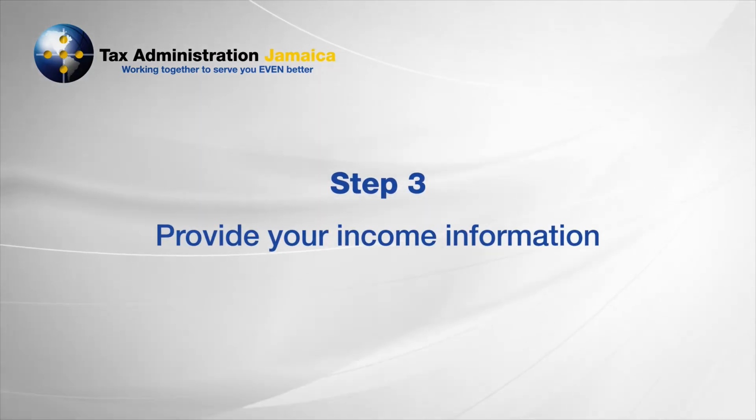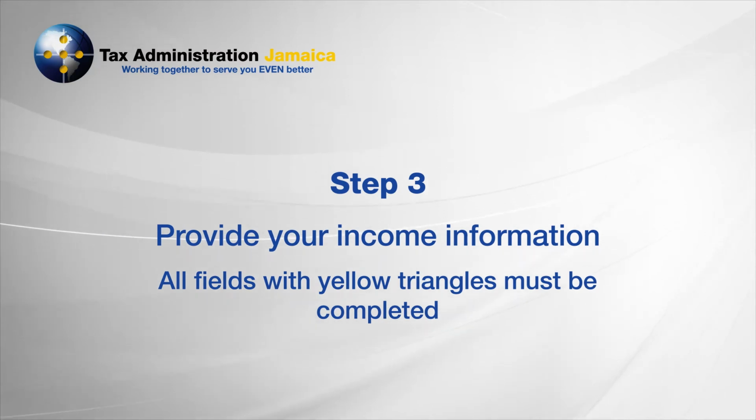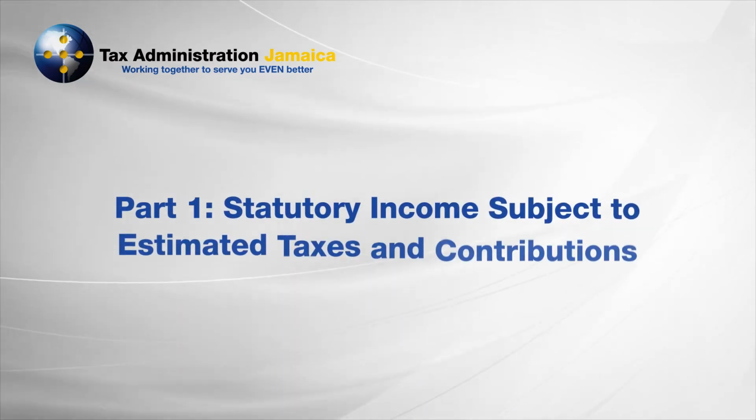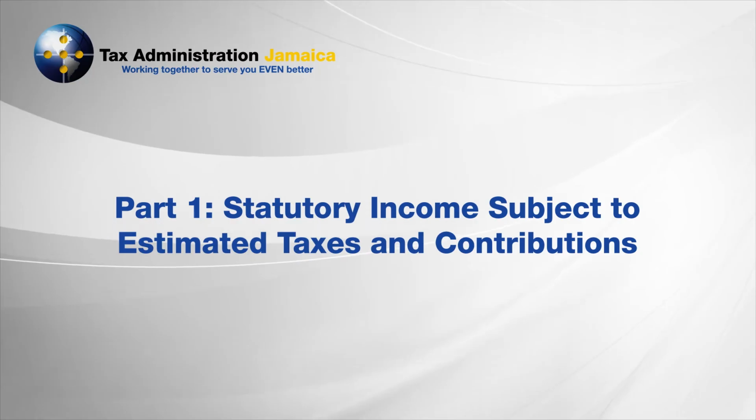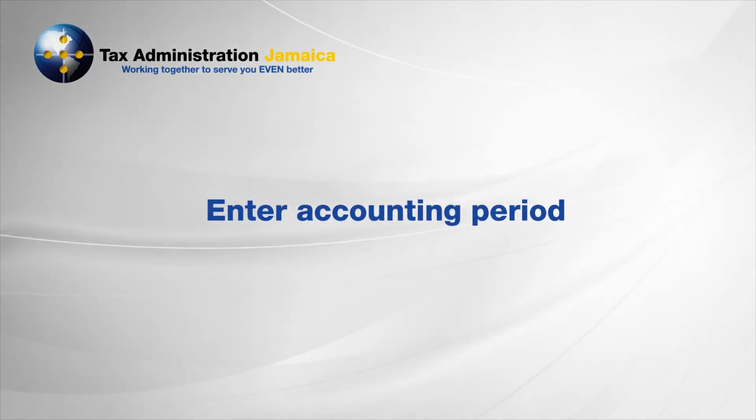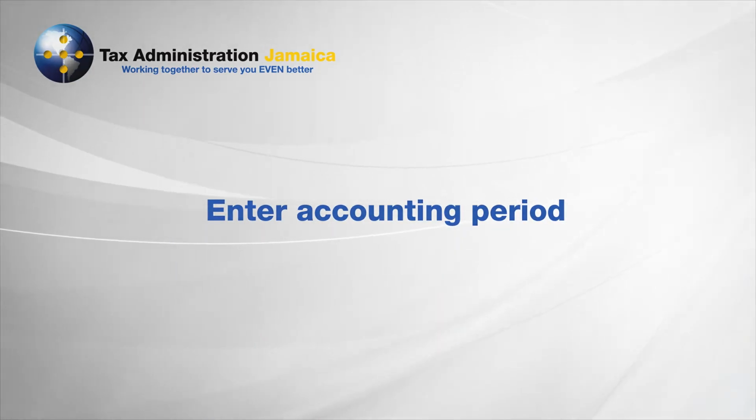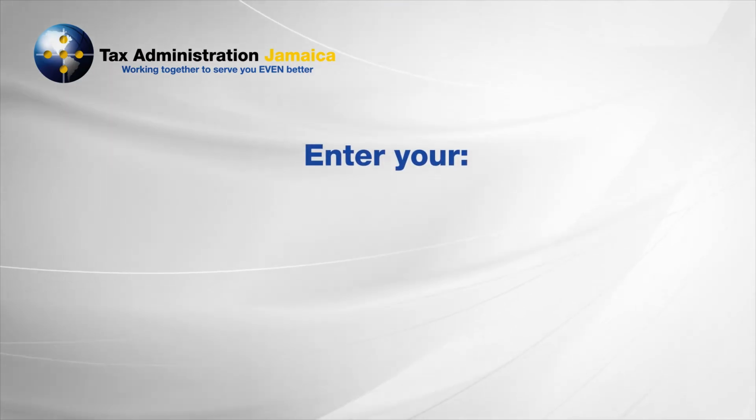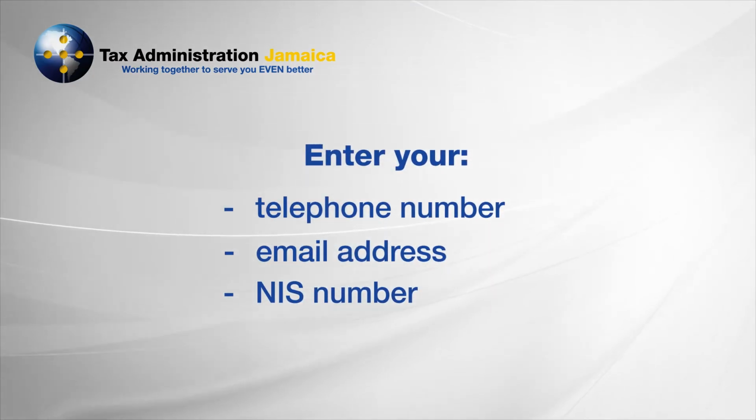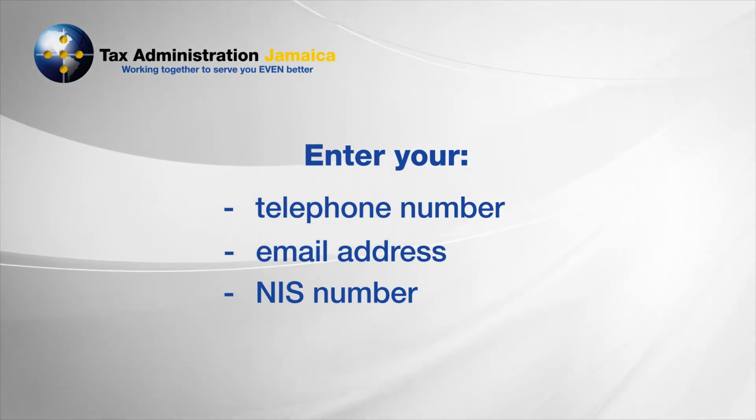Step 3. Fill in your income information. This step has 3 parts to it. Part 1. Statutory income subject to estimated taxes and contributions. Go ahead and enter the accounting period. Your start and end date should not exceed 12 months. Enter your telephone number, email address, and NIS number. Remember that your NIS number will always begin with a letter.